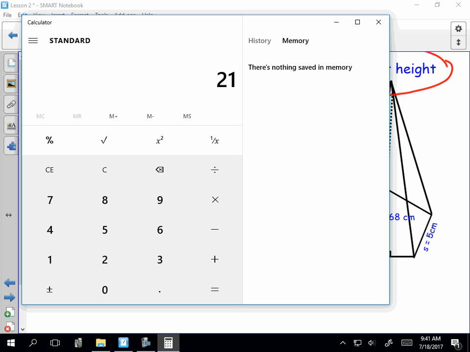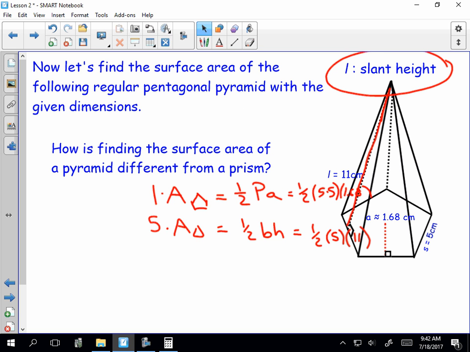Now we need to find the area of our triangles. So for our triangle, 0.5 times 5 times the height of our triangle of 11. We get 27.5 for one triangle. We need 5 of those. So all of our triangles add up to 137.5, and then we need to add on our pentagon to give us our total of 158.5 for our surface area of this shape.